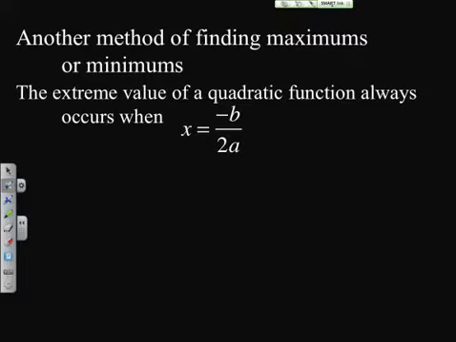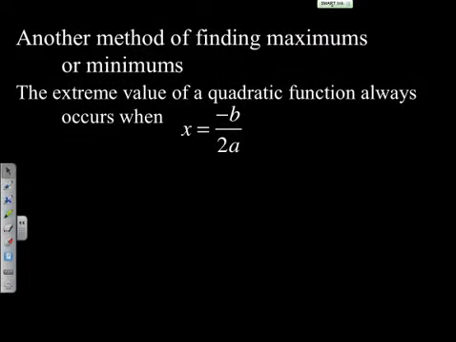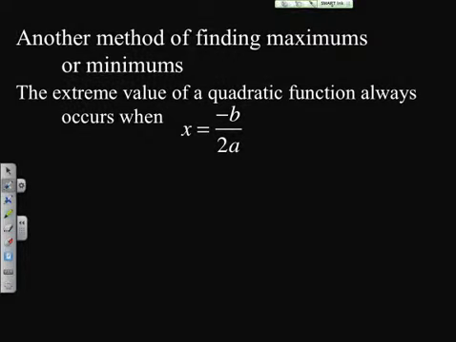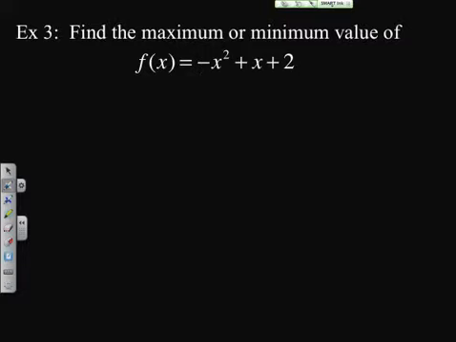Another method of finding maximums or minimums is that we're going to find the extreme value of a quadratic function, and we find that when x equals negative b over 2a. So this little formula, x equals negative b over 2a, will tell us automatically where the maximum or minimum occurs. So let's use that to help us find this value.